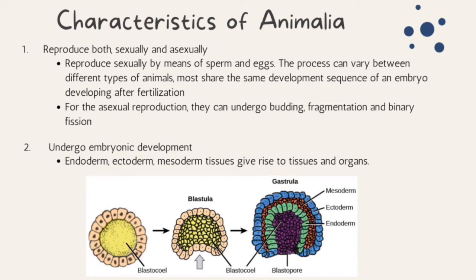Animalia can also reproduce sexually or asexually. They undergo sexual reproduction by the production of sperm and eggs, and for asexual reproduction, some animals will undergo budding, fragmentation, and binary fission. Animalia also undergo embryonic development and produce endoderm, ectoderm, and mesoderm tissues that give rise to the tissues and the organs.